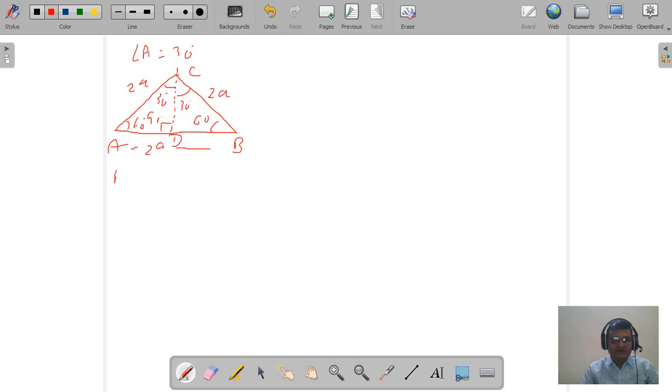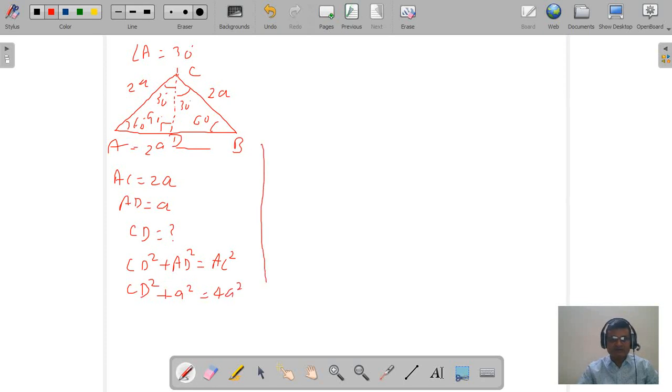So we can see that AC is equal to 2A, and AD is equal to A because D is the midpoint. Now we can find out CD. How to find out CD? CD square plus AD square is equal to AC square. AD square equals A square, and AC square is equal to 4A square. So CD square is equal to 3A square. So CD is equal to A root 3.